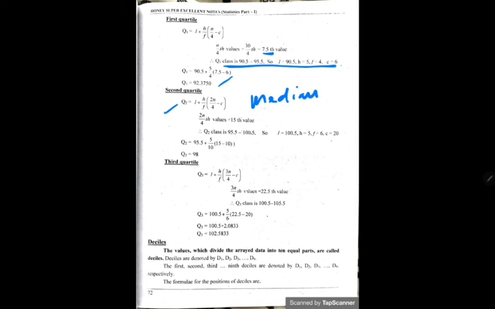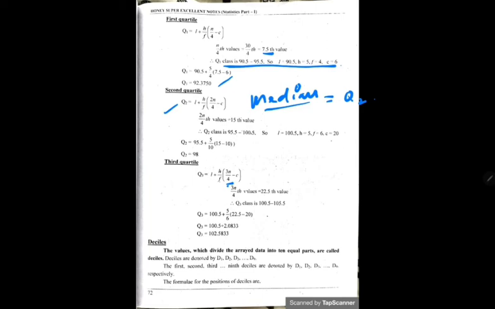If you have already solved the median, you can write it here, with no need to find the second quartile, because the second quartile is equal to the median. Then the third quartile is similarly 3n by 4. You solve it first, then find the class where the third quartile is located, and the corresponding value is L3 and so on. You will solve this.